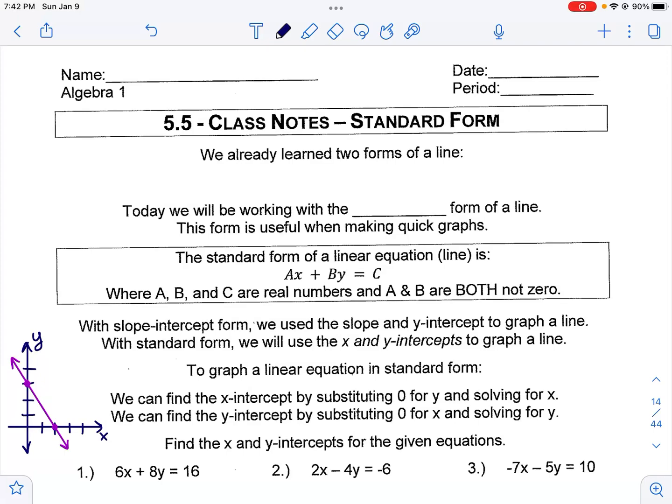These are the notes on section 5.5, standard form. So far in the unit, we've already learned two forms of lines. Y equals mx plus b, which represents slope-intercept form, and y minus y1 equals m times x minus x1, which represents point slope form.